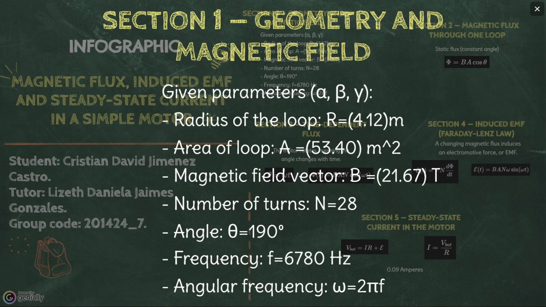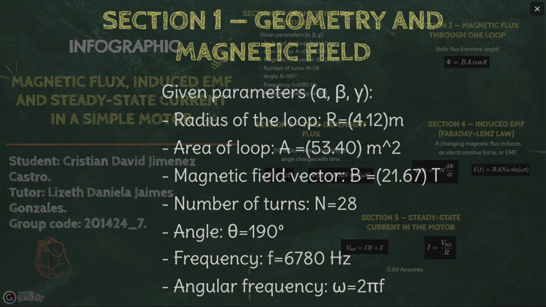Section 1. Geometry of the loop and magnetic field. We start with the physical parameters defined by the values a, b, and y. Using these numbers, we calculate the radius of the loop, its area, the magnetic field vector, the number of turns, the rotation angle, and the angular frequency of the motor. This gives us all the components needed to determine magnetic flux.